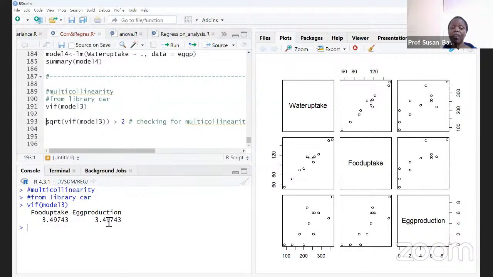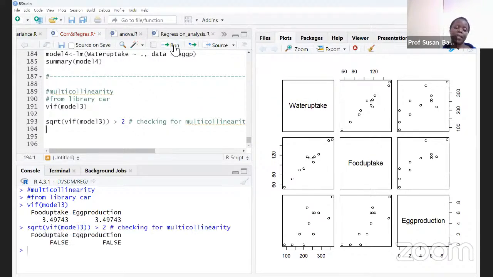However, we can also test it using the square root of VIF and check whether we have a problem of multicollinearity. So line 193, if we run it, we see that it is saying false, false, meaning there is no multicollinearity. If it was true, true, then there would be multicollinearity.